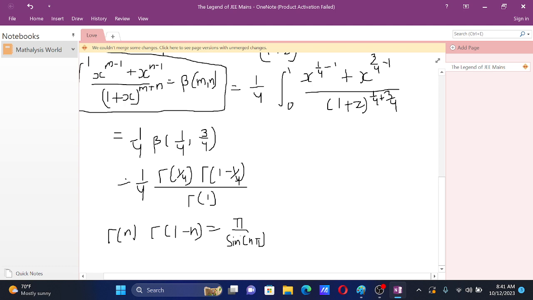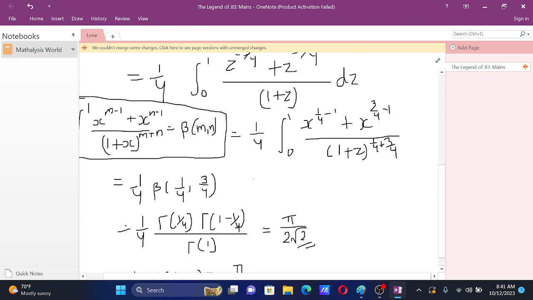So if we use that, this will be pi by sine of pi by 4, and sine of pi by 4 is actually 1 by root 2, and then 4 times 1 by root 2 is 2 root 2. So this is equal to pi by 2. So that's the answer. I hope you got this.